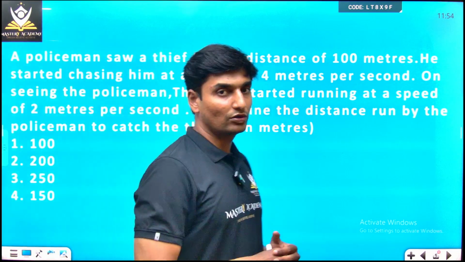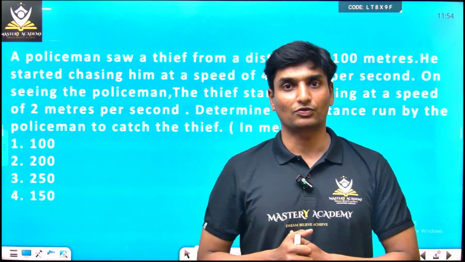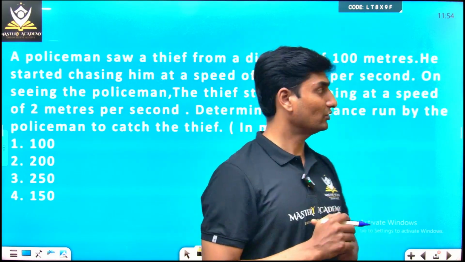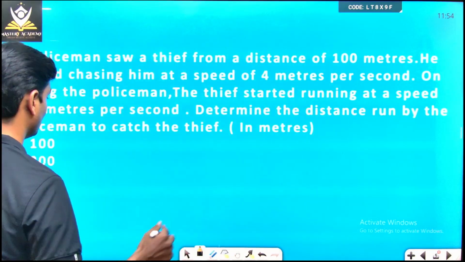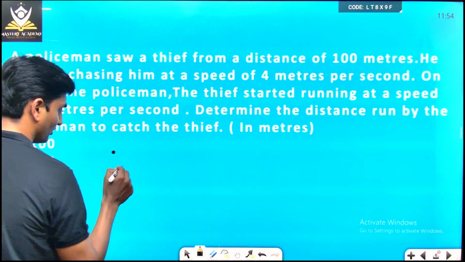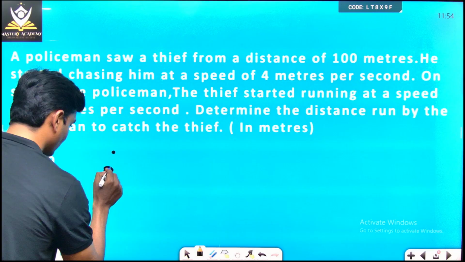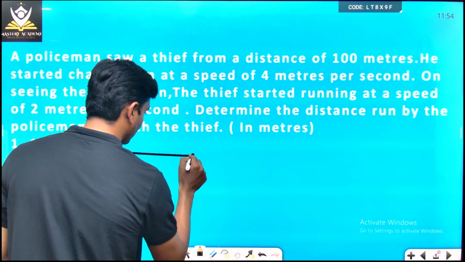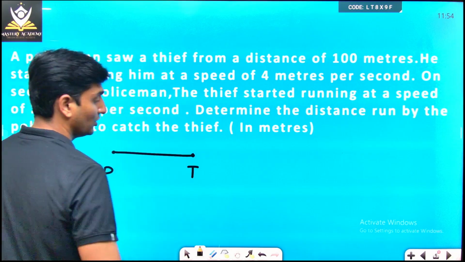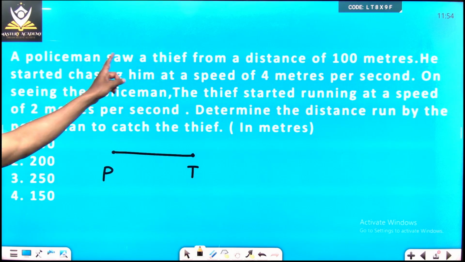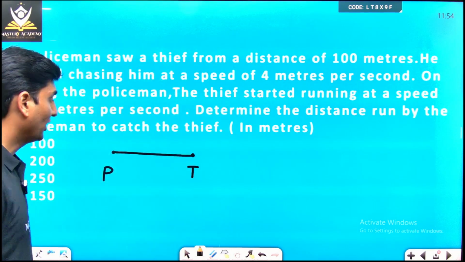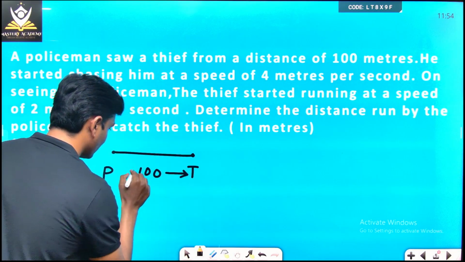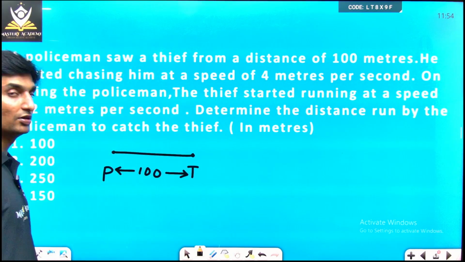For this kind of question, we will have to work on the basis of relative speed. According to the question, there is a policeman. On a rough basis, I am taking a sketch. You don't have to draw everything. So policeman, and then there is this thief. A policeman saw a thief from a distance of 100 meters. So whatever the position of the thief was, he was at a distance of 100 meters from the policeman.